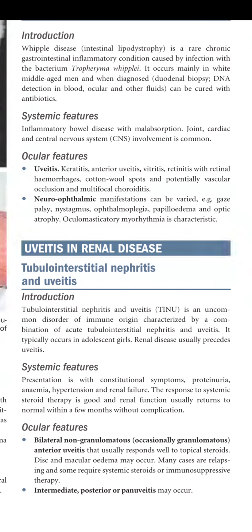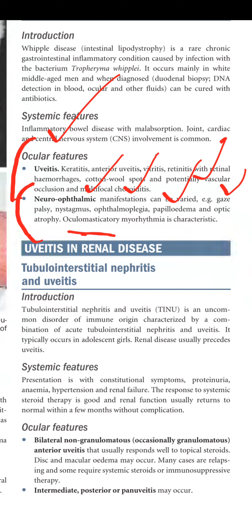So what are the systemic features? They are inflammatory bowel disease with malabsorption, and joint, cardiac, and central nervous system involvement is common. Ocular features: keratitis, anterior uveitis, vitritis, retinitis with retinal hemorrhage, cotton wool spots, and potentially vascular occlusion and multifocal choroiditis. So these are the ocular features that can occur in Whipple disease. Then, very important, the neuro-ophthalmic manifestations can be varied, for example gaze palsy, nystagmus, ophthalmoplegia, papilledema, and optic atrophy. Oculomasticatory myorhythmia is characteristic.